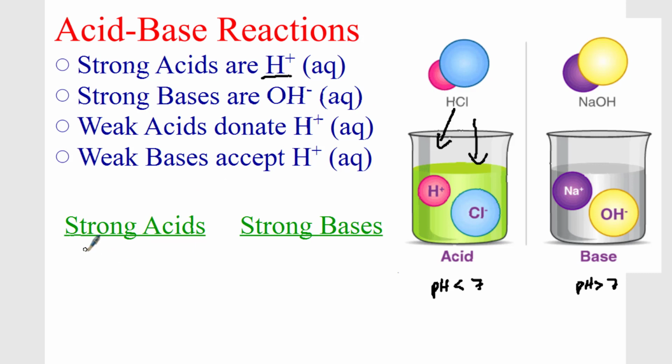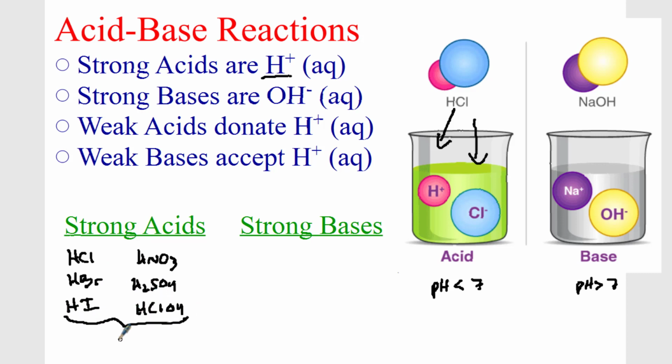If we look at a list of some strong acids, we have hydrochloric acid, hydrobromic acid, hydroiodic acid, nitric acid, sulfuric acid, H2SO4, and HClO4, which is called perchloric acid. But you don't have to write HCl. You don't have to write HNO3. You don't have to write H2SO4. All you have to write is H plus, because these dissociate 100%. You don't have to worry about their spectator anions here. All you care about is H plus.